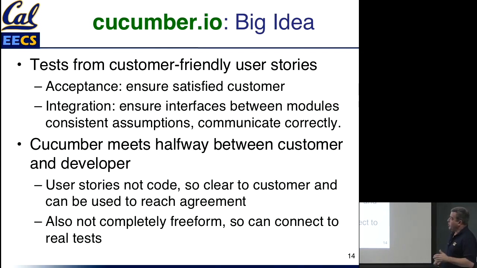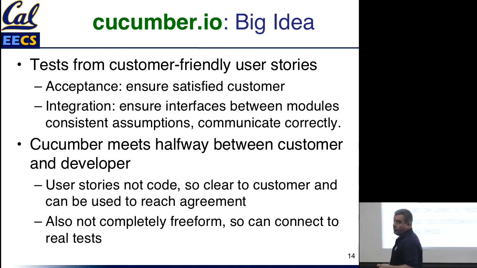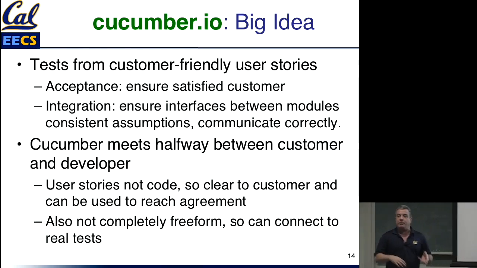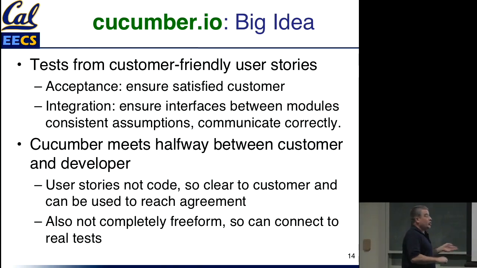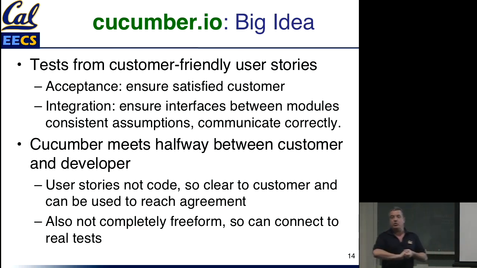What I love about Cucumber is that it bridges this gap between the customer and the developer. The thing about a user story is that because the user story itself is not code, you can't use the story as a test. But if you could convert the story somehow into code, and that were the test, then the story would actually give you some satisfaction that you're doing the right thing and doing the thing right.